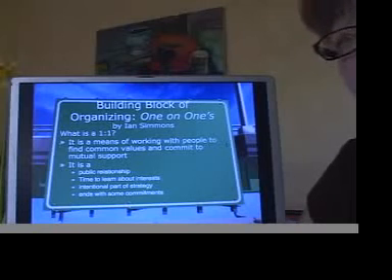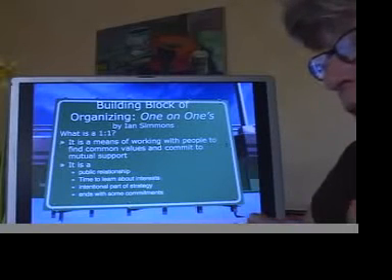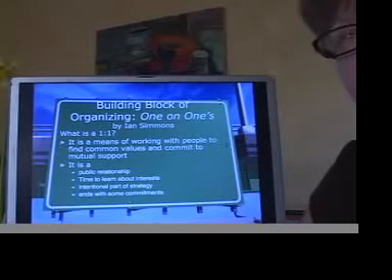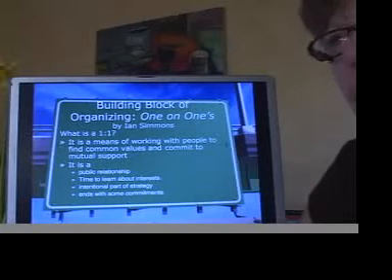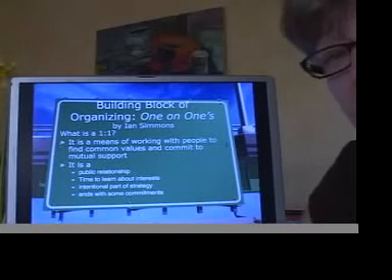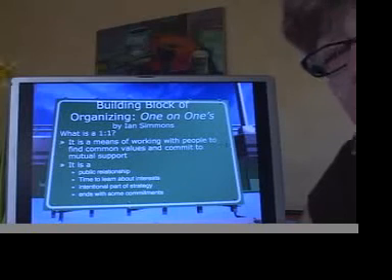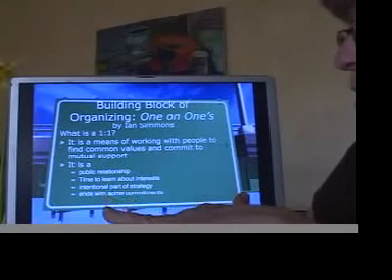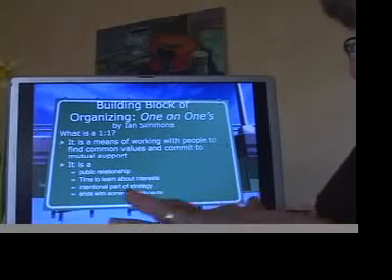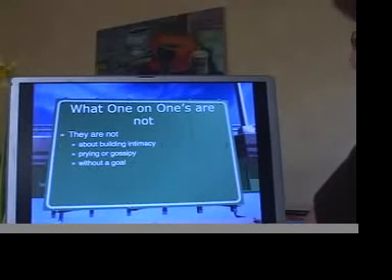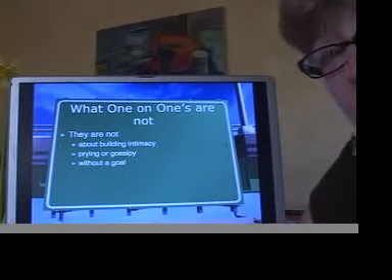Sometimes it doesn't end with a commitment, in which case it was a one-on-one that didn't really lead to a longer-lasting relationship. Sometimes it doesn't end with a commitment, but it's a relationship that you might take up later. One-on-ones can be with friends that we already have, acquaintances, and also with people that we seek out and meet for the first time. But the idea behind one-on-ones is that you're trying to build an organization, you're building community. What one-on-ones are not: they are not about building intimacy, they're not prying or gossipy, and they're not without a goal.